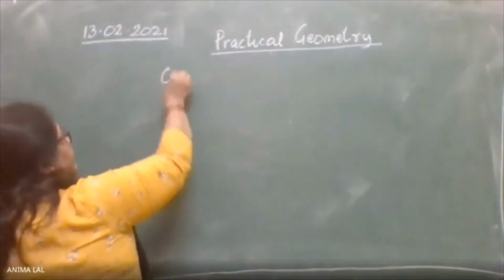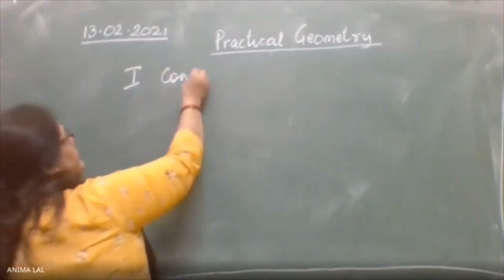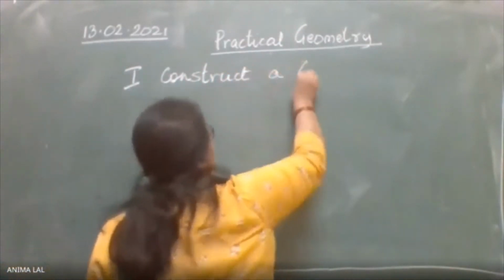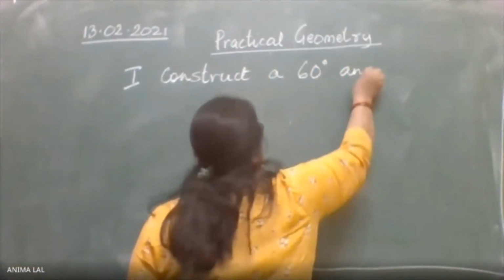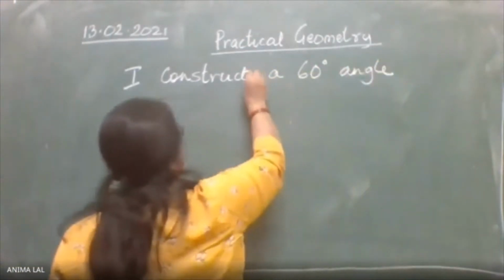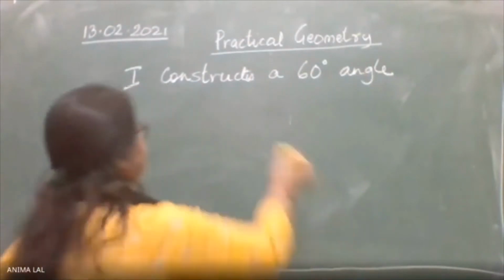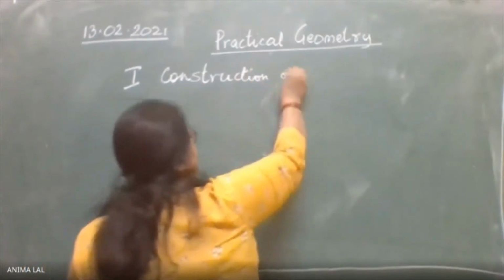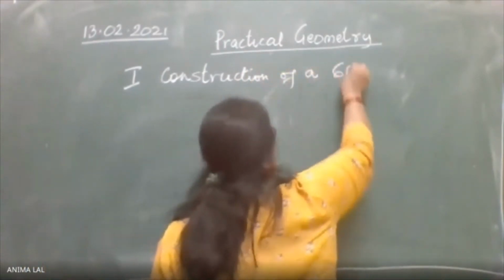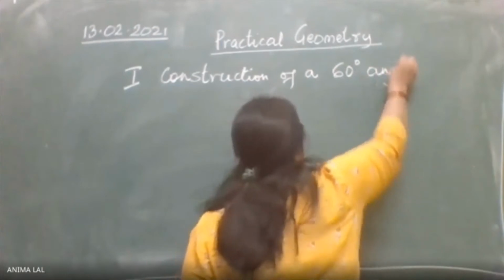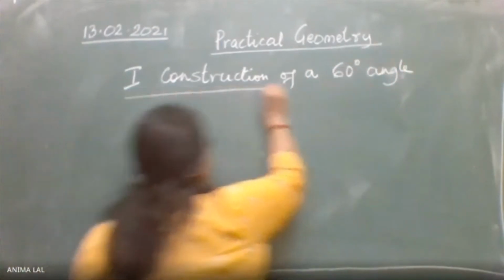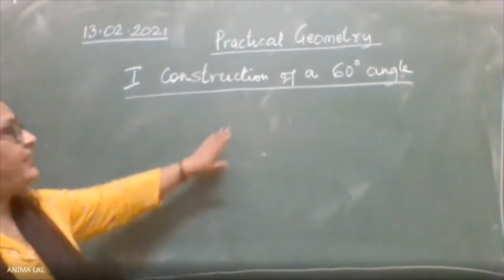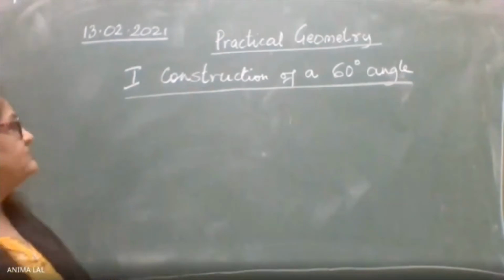I'll give you, you can write this down: construction of a 60-degree angle. This is the first construction that we are going to do. So you can write this down as I'm writing it. Afterwards, we will do the construction.